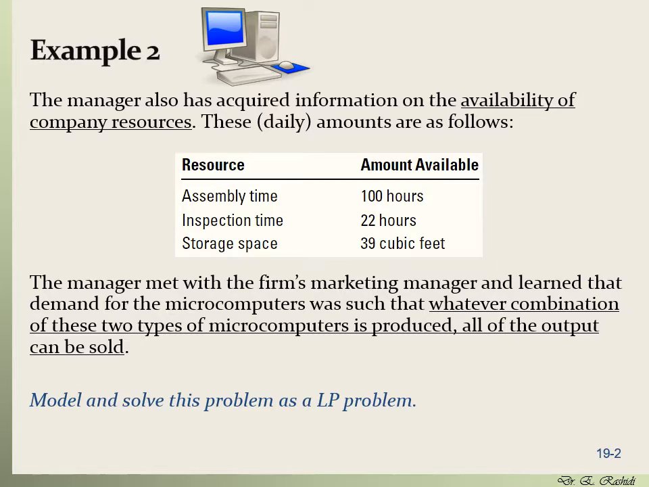The manager met with the firm's marketing manager and learned that the demand for the microcomputers was such that whatever combination of these two types of microcomputers produced, all of the output can be sold. So whatever computers they can produce, we assume that they can sell it. We want to model this problem as a linear programming problem and then solve it.